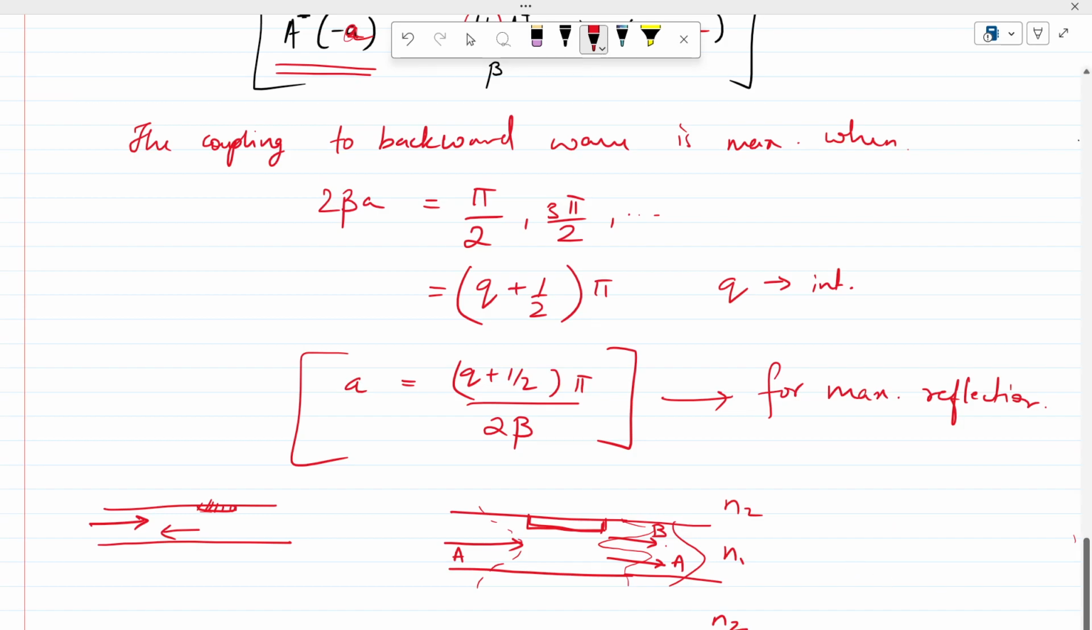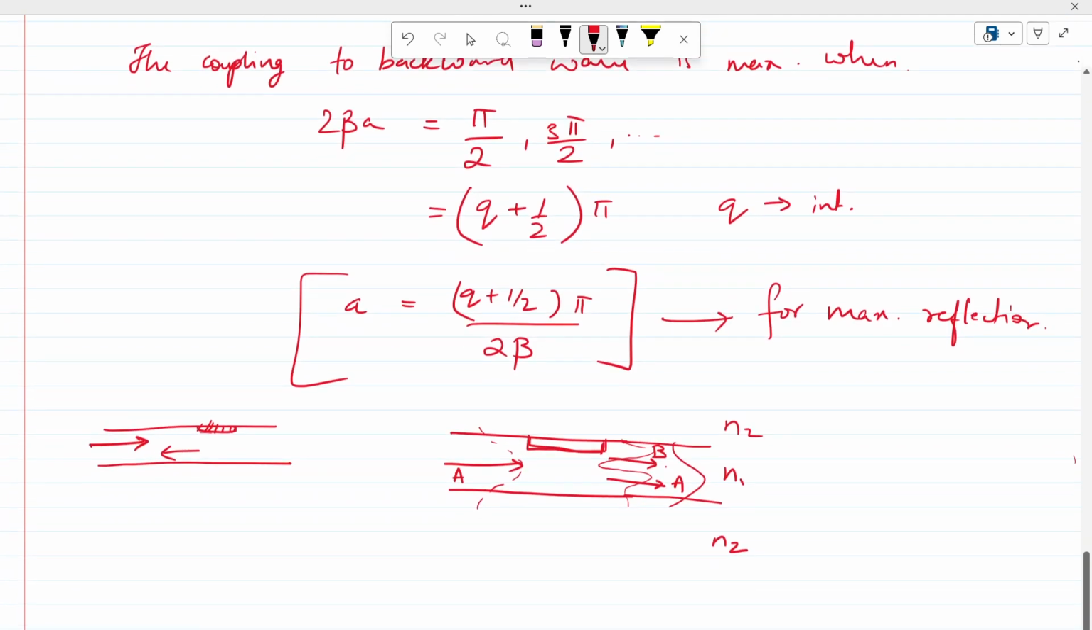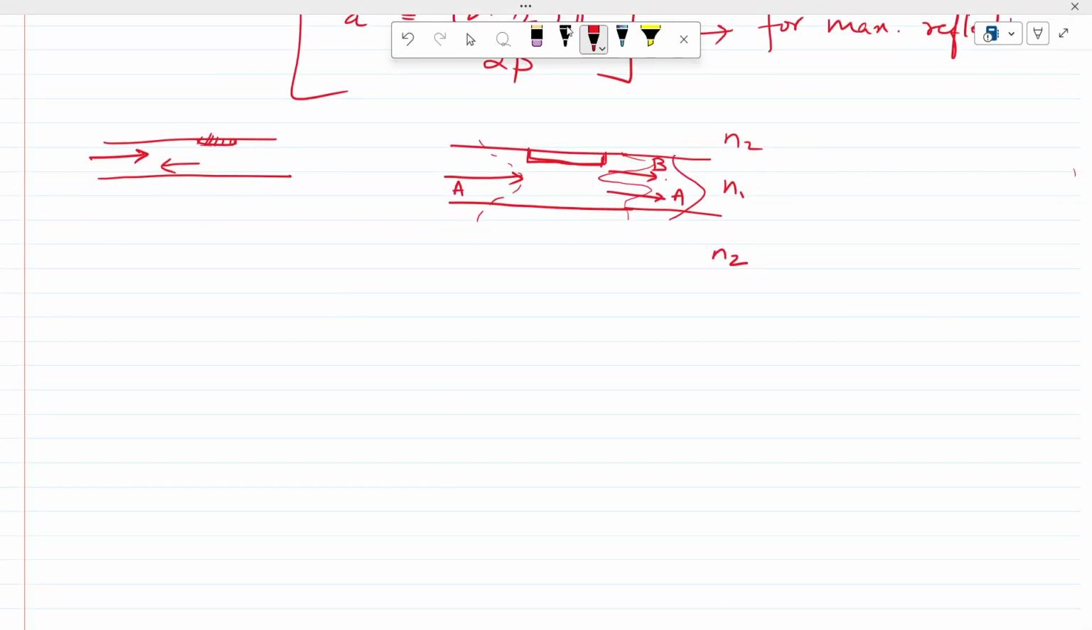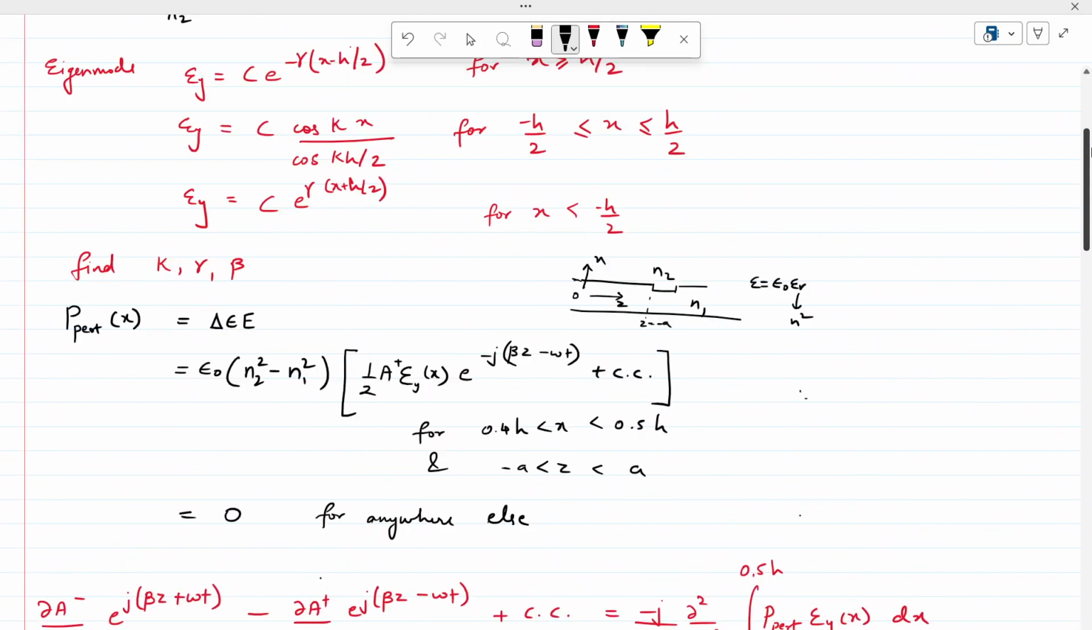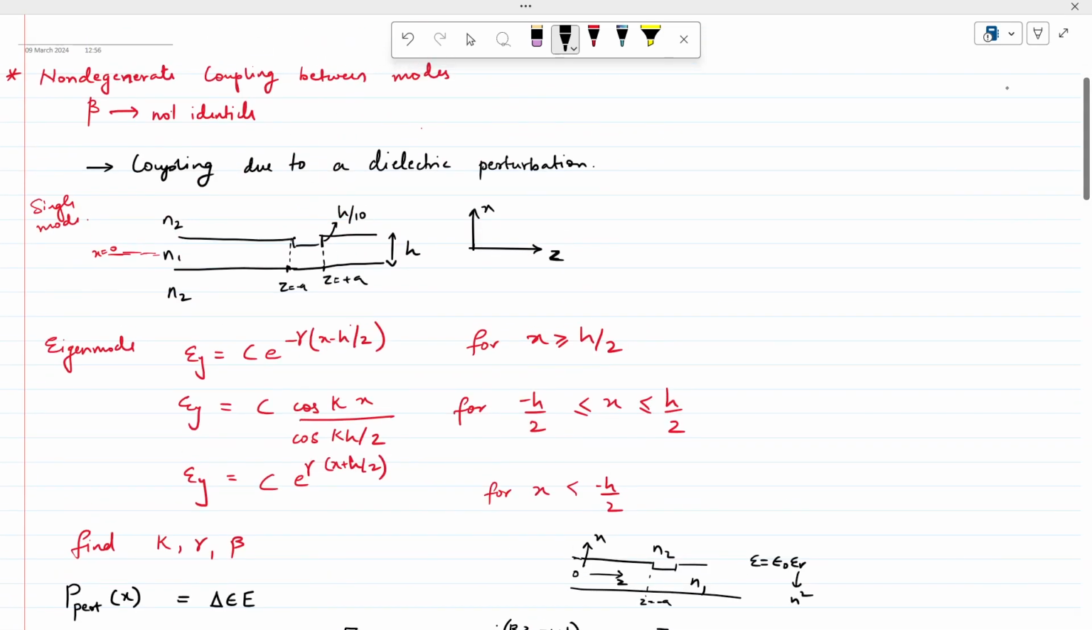Again, we can approach this problem with a similar perturbation theory approach. This is the second problem. This I'll mark as problem 1.